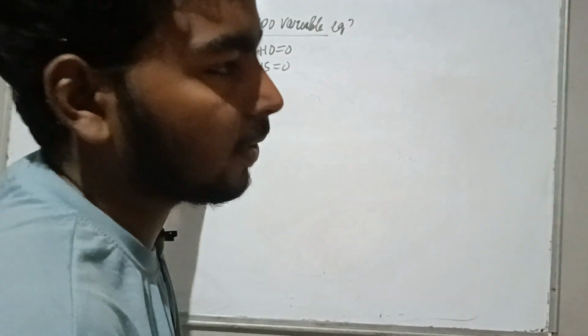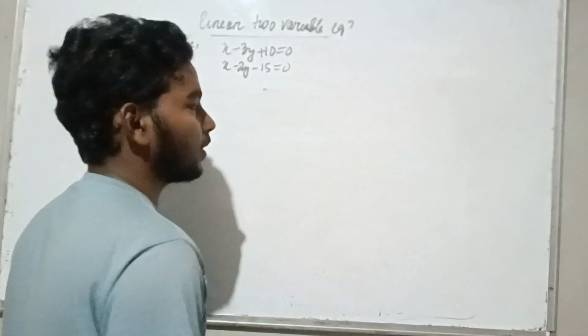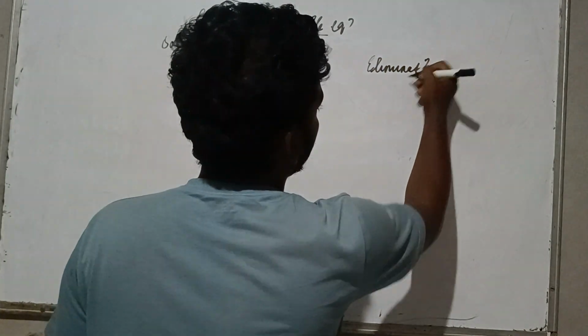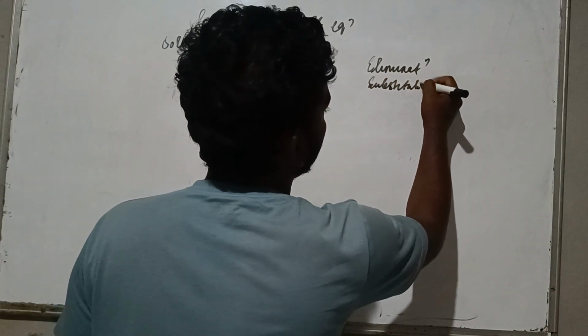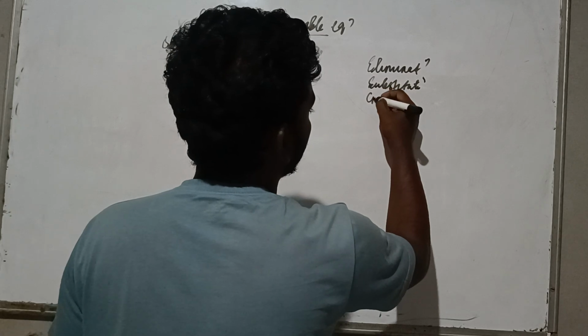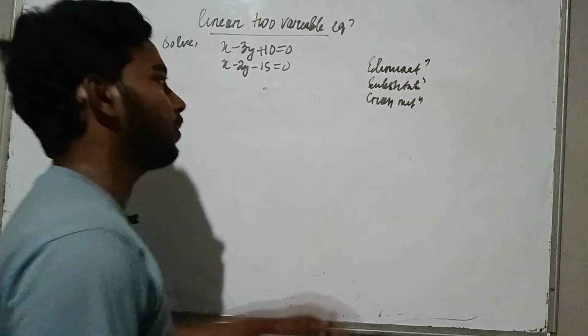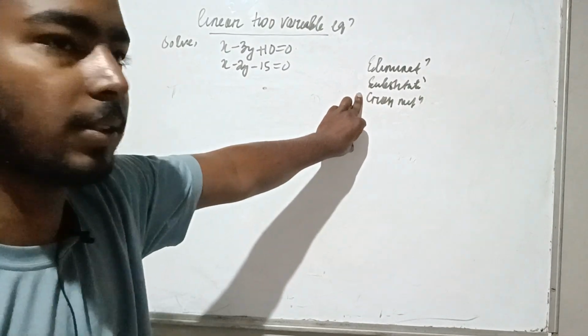There are three ways to solve any linear equation. The first way is the elimination method. The second way is the substitution method. The third way is the cross multiplication method. So there are three ways. This is the easiest, this is a little bit harder, and this is the hardest in my point of view.